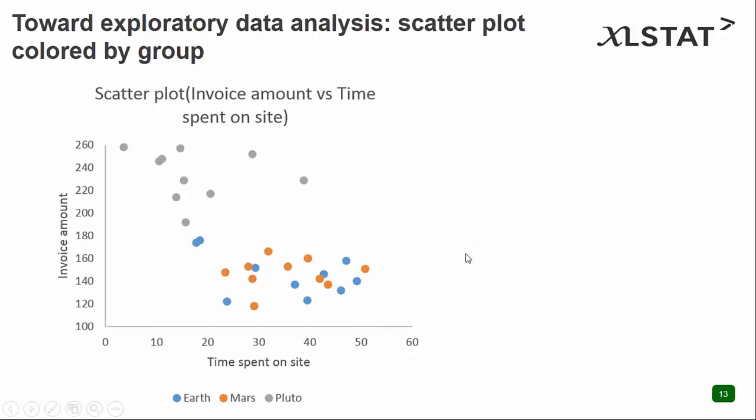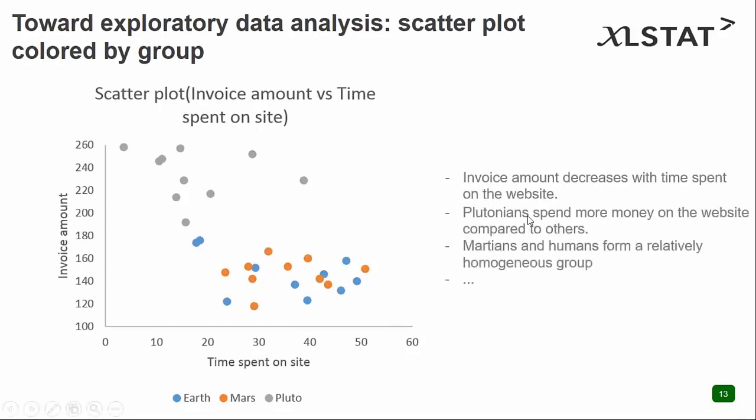From this scatter plot, we're able to state many things. We're able to say that invoice amount decreases with time spent on the website. We're also able to say that Plutonians spend more money on the website compared to the others, that Martians and humans form a relatively homogeneous group, and we are able also to say many other things. So we had some kind of an exploratory reasoning on this simple chart. All of these are hypotheses we will be able to test using statistical testing.